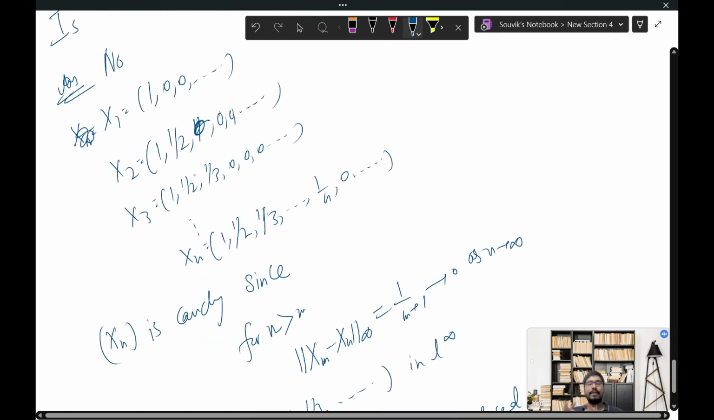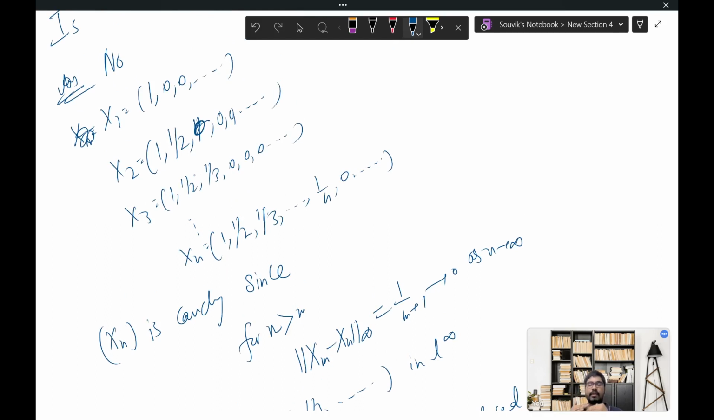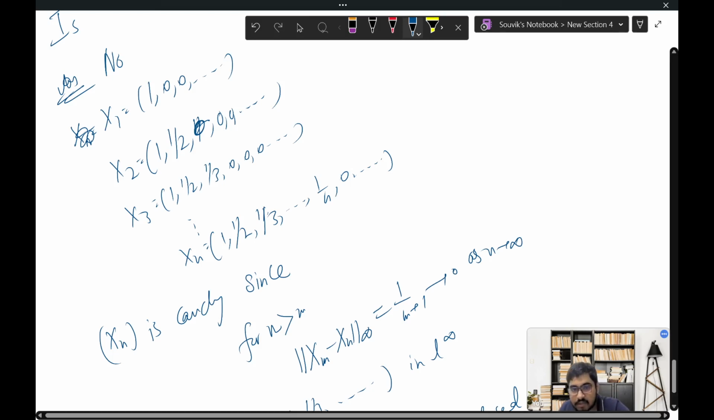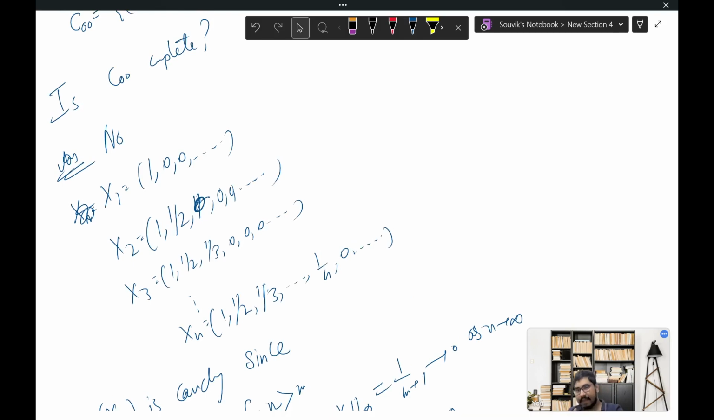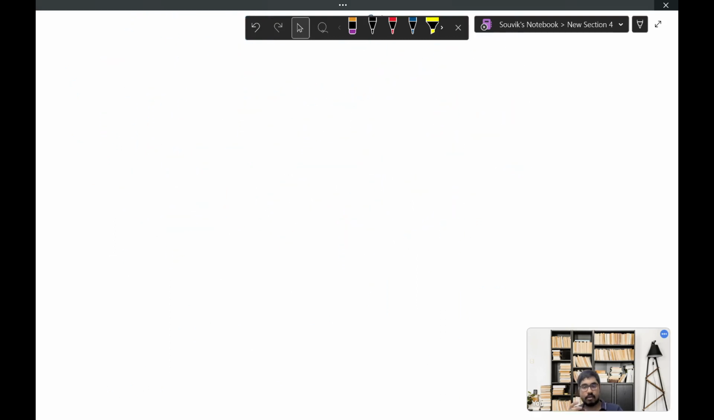So what is the main technique? The point is that we need to find a Cauchy sequence which converges but not inside of that subspace. So this way we can solve this type of problem. So there's one problem, and now consider the second problem.